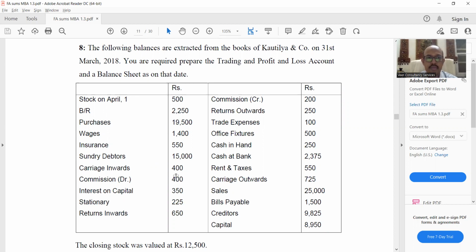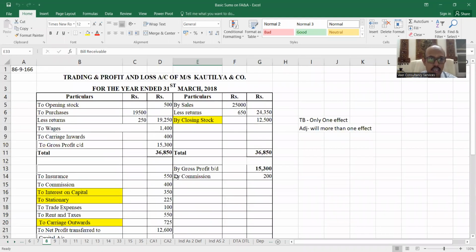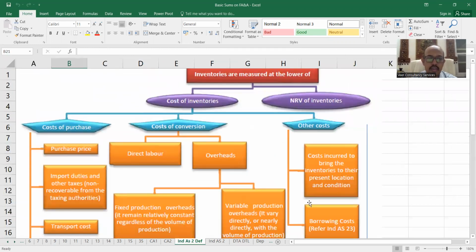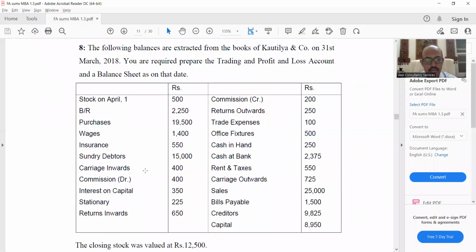Then we have carriage inwards. What is carriage inwards? That amount that you pay so as to bring the material to your own factory or your warehouse. Now, carriage inwards will be a trading account expense. It will go to trading on the debit side. You can also say that it can be an addition to the cost of the stock. That's what we are going to learn, probably in Ind AS 2, wherein we will try to understand how we are going to measure the stock. So right now, please put the carriage inwards on the debit side of trading account. Then commission, it's written DR, debit.